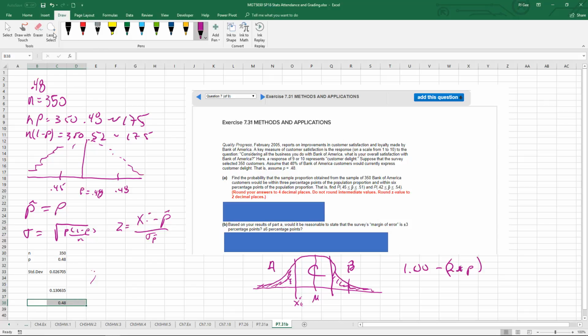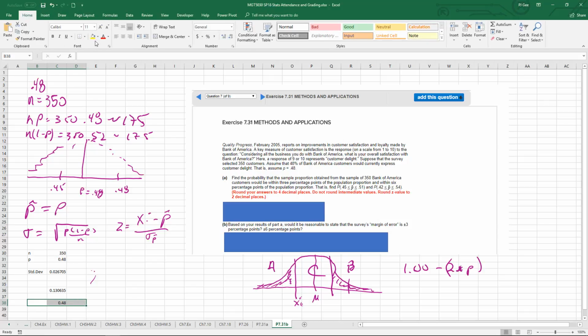I'm going to paint these yellow because this is where our answer is going to be. We're developing a set of brackets here. And we know that our 0.51 is our upper bracket. Our lower is 0.45. Okay, and we're looking at the area between these 2 points.